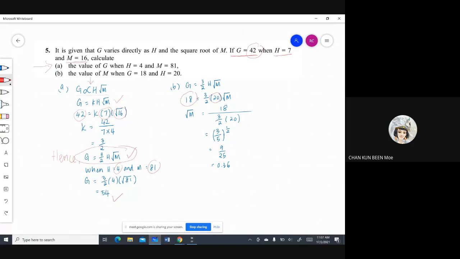Therefore, you will get the value of M is equal to, oh, sorry, I have to write down the square root of M because the first line is square root of M. Okay, so you get 0.36.